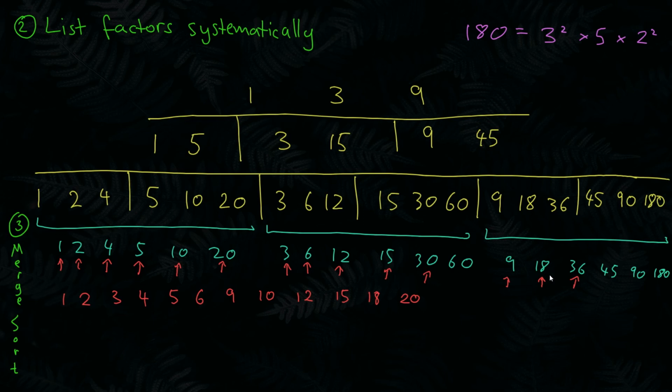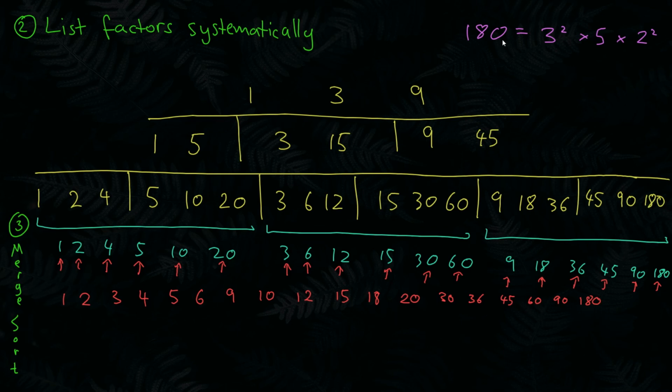Okay, so let's compare 30 and 36. 30 goes down. We're comparing 60 and 36. 36 goes down. Comparing 60 and 45. 45 goes down. Comparing 60 and 90. Obviously 60 goes down. And now the remaining numbers from here are tacked on the end. So there's our answer. We've written down all the factors of 180, and we have them in sorted order.